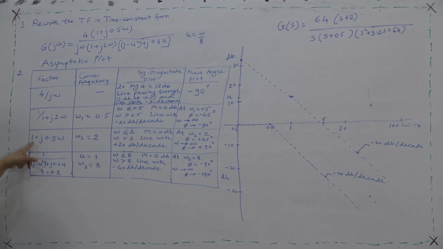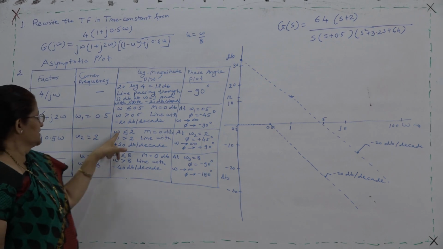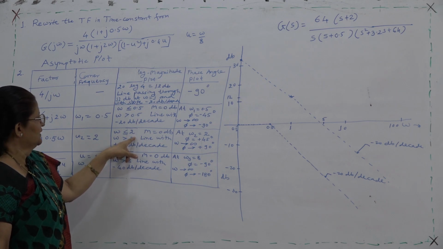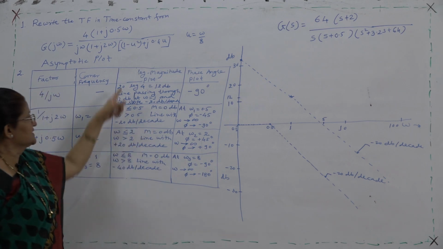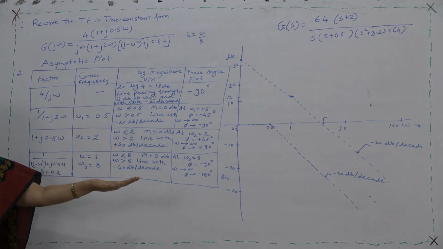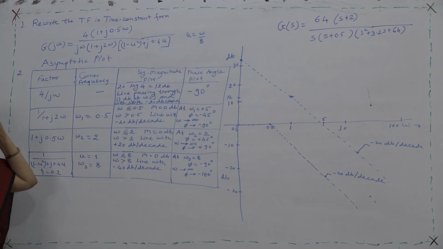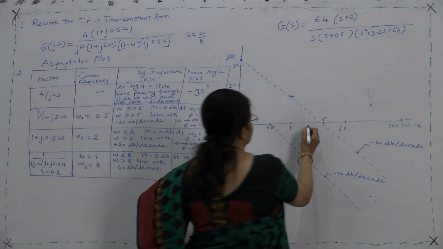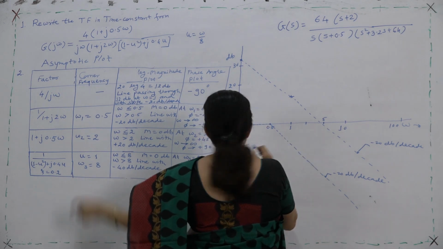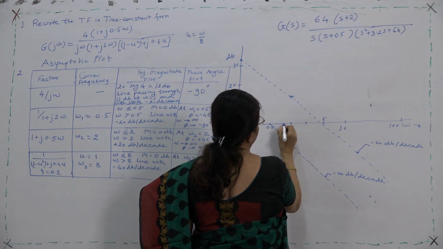Consider third factor, 1 plus j 0.5 omega, corner frequency is 2. What is description? For omega is less than or equal to corner frequency 2, it is 0 dB. See why ascending order is required, that is clear here. Till omega is equal to 2, contribution of this factor is 0 dB, and so you have to write it in ascending order. So, suppose here it is 2, this is your corner frequency. So, till 2 it is 0 dB.